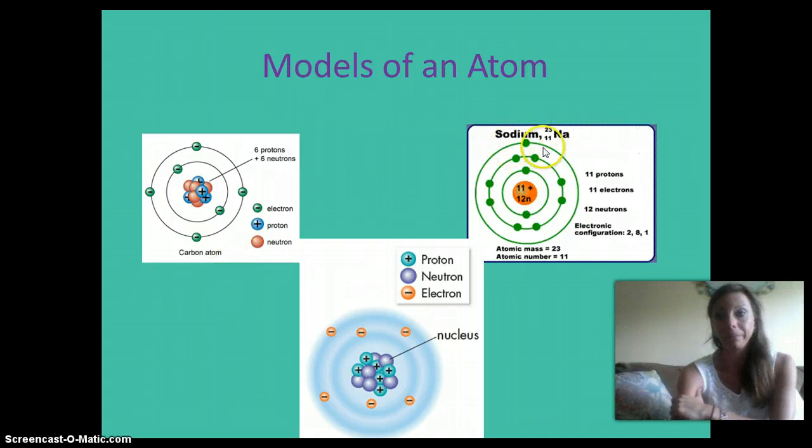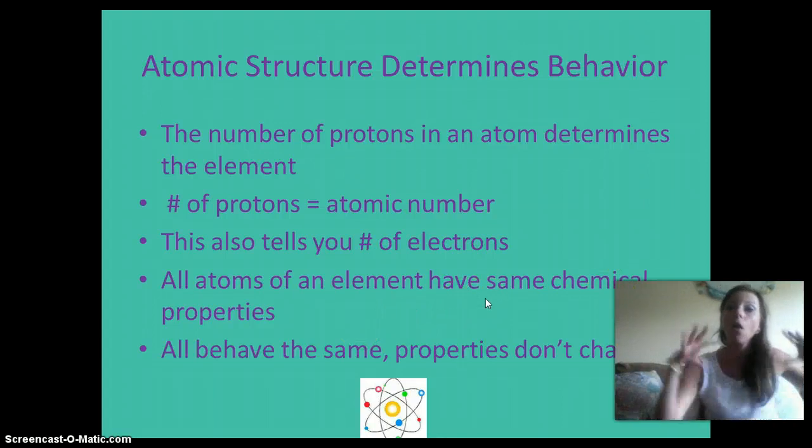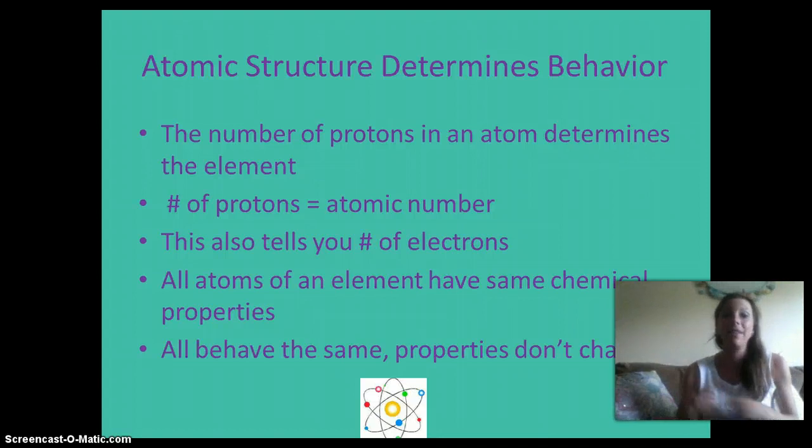For sodium, we have 11 protons. So we have 11 electrons. And we have 12 neutrons. So this must be an isotope. We'll talk about that later. So all atoms of an element have the same chemical properties. So all carbon atoms found in the carbon element are going to have the same properties. And since they have the same properties, they are going to behave the same, and these properties will not change.